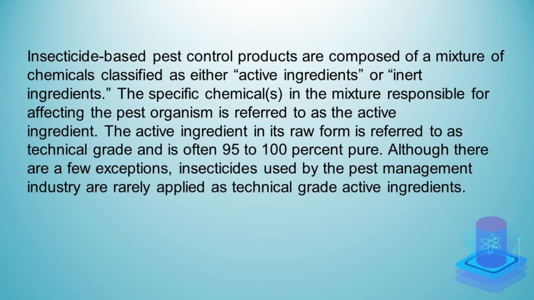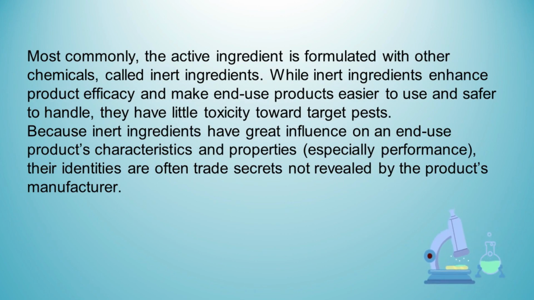Insecticide-based pest control products are composed of a mixture of chemicals classified as either active ingredients or inert ingredients. The specific chemicals in the mixture responsible for affecting the pest organism is referred to as the active ingredient. The active ingredient in its raw form is referred to as technical grade and is often 95 to 100% pure. Although there are a few exceptions, insecticides used by the pest management industry are rarely applied as technical grade active ingredients. Most commonly, the active ingredient is formulated with other chemicals called inert ingredients.